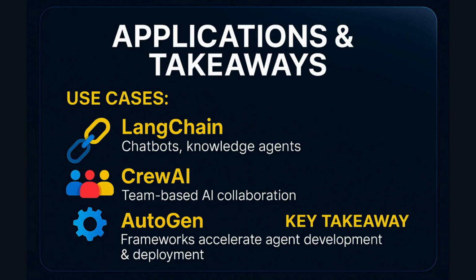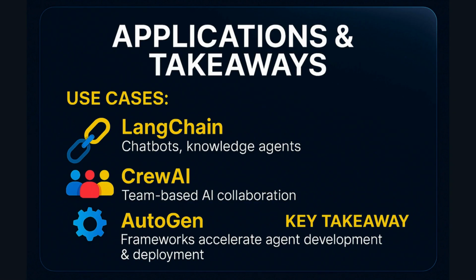In the rapidly advancing world of AI, practical applications are the true measure of a framework's value. This slide highlights how leading agentic AI frameworks like LangChain, CrewAI, and AutoGen are being used to solve real-world problems. LangChain powers intelligent chatbots and knowledge agents that can reason and respond contextually. CrewAI enables team-based AI collaboration where multiple agents work together to achieve complex goals. AutoGen streamlines automated workflows and supports research tasks, reducing manual effort and enhancing productivity. These examples underscore the versatility and strength of agentic frameworks in diverse domains.